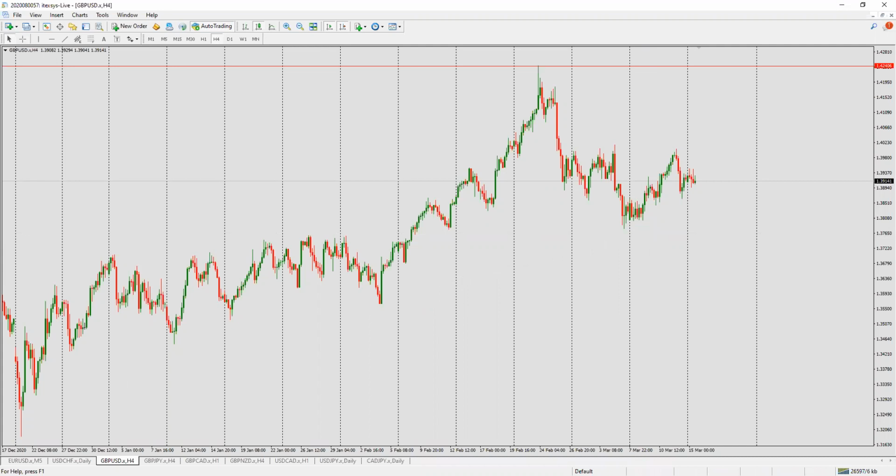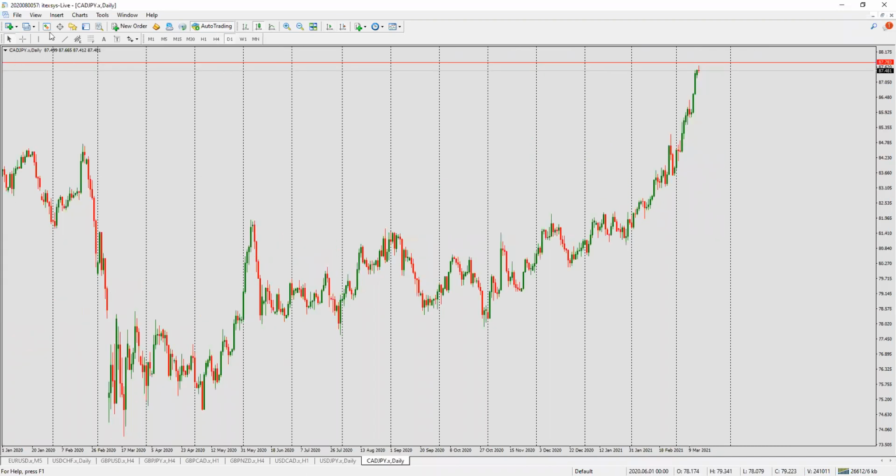That's for the pound against the AUD. Okay, let's check the euro against the AUD. Euro against the Aussie.